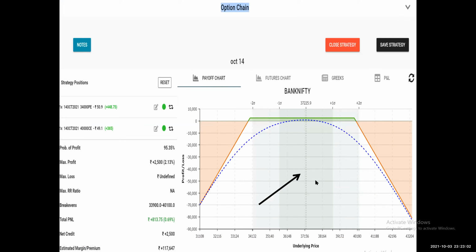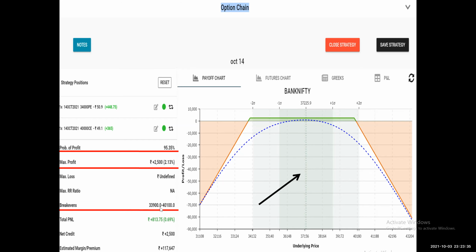Whenever you select anything or make any strategy, a payoff graph comes. In the center is the line where the present spot price is trading. Then you see the probability of profit is the next line. This is 95.35%. Then the maximum profit which I am going to make if I deploy this strategy, and the rate of gain on the capital which has been deployed.